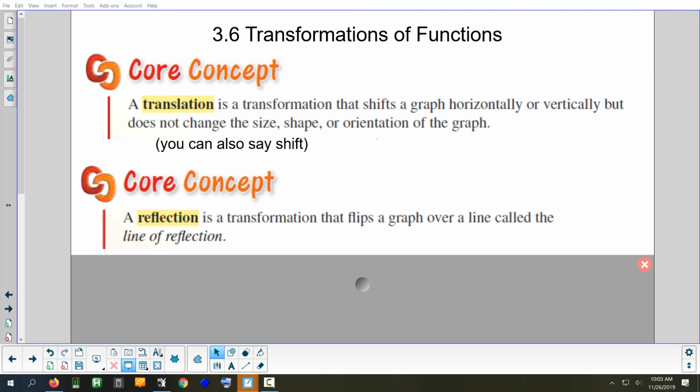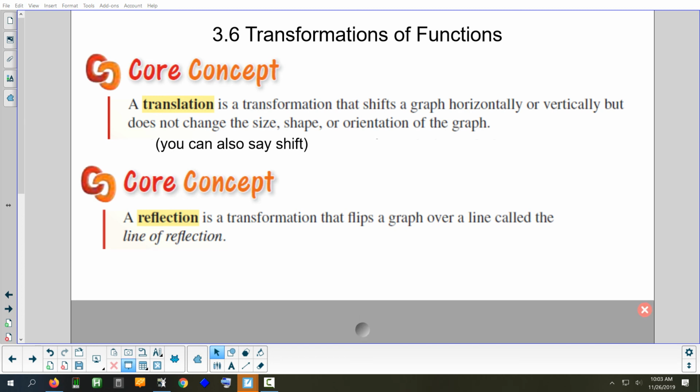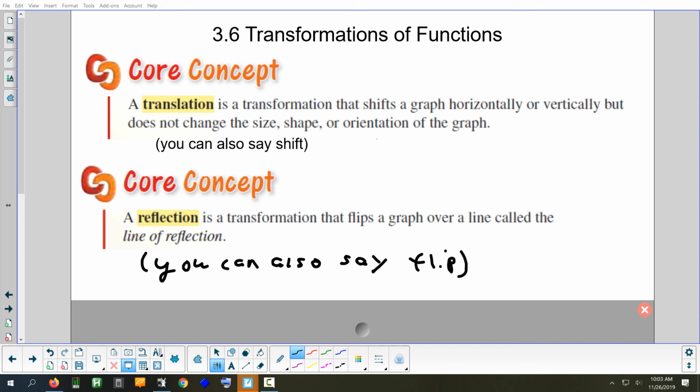When you do a reflection, that's on your second line on your guided notes, that's like a flip. Okay? You can also say flip. So flip, reflection, okay, means the same thing. You guys saw that when we did the V shape. Normally it looks like that. When you flip it, it looks like that.